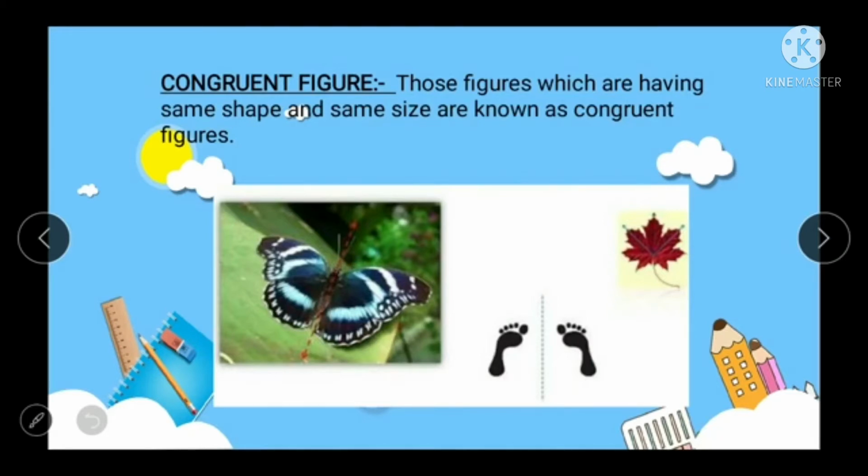Students, in this picture you can also see a pair of footprints and a leaf. Footprints are also exactly the same and they will also superimpose whenever they are put on each other. In case of the leaf, every petal has a line of symmetry in the middle, and the left and right portion of the leaf are exactly the same in shape and size. Hence, they are also congruent.